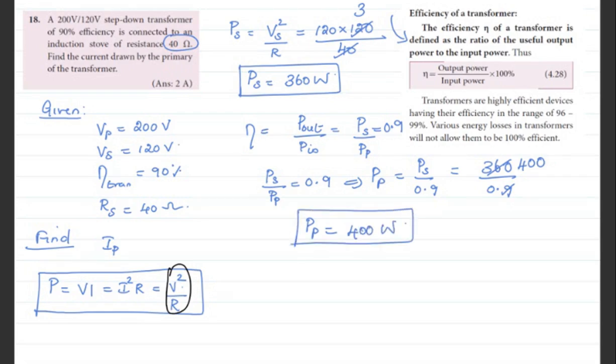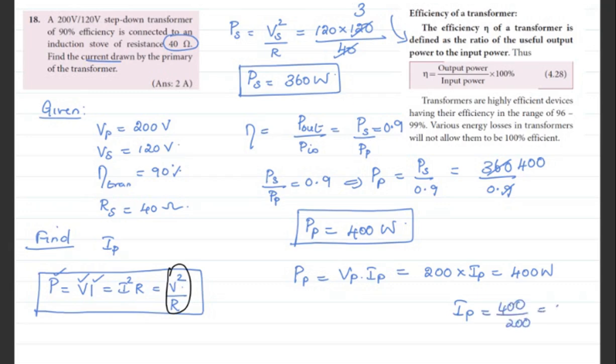What do we need to find? We need to find I. V primary is known, P primary is known. You are asked to find the current IP. So which formula can we use for PP? The voltage is known, the current is needed, and the power is known. So can we use this equation? VP into IP. VP is equal to 200 volt, into IP, is equal to 400 watt. So the current drawn by the primary is equal to 400 by 200, which is 2. So IP is equal to 2 amps.